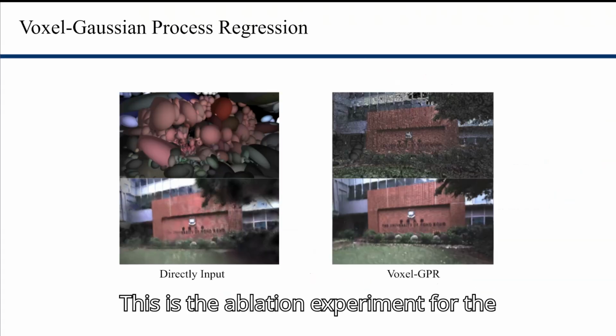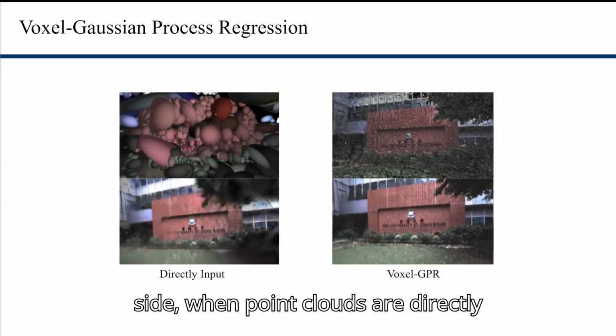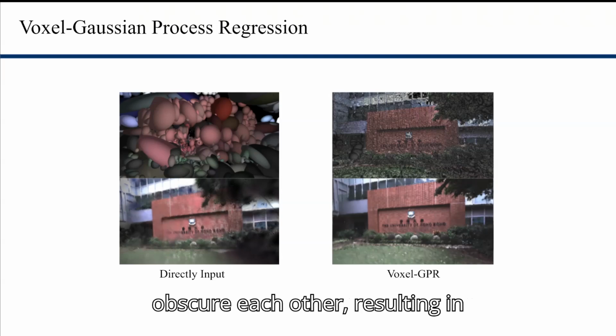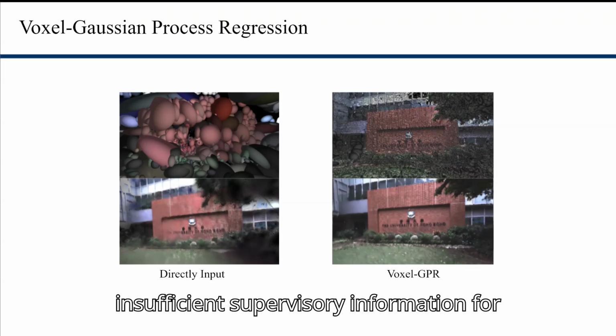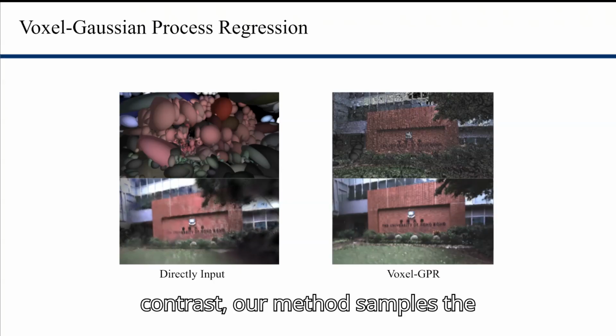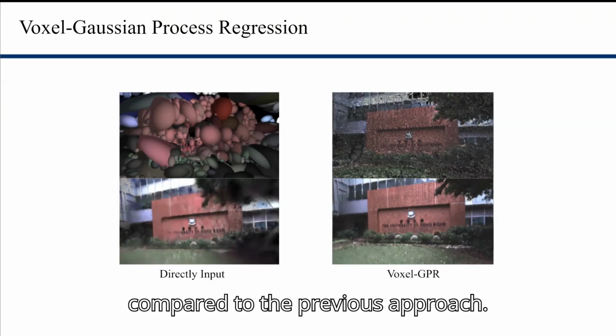This is the ablation experiment for the voxel GPR module. On the left-hand side, when point clouds are directly inputted, the 3D Gaussians tend to obscure each other, resulting in insufficient supervisory information for each individual 3D Gaussian. In contrast, our method samples the distribution, leading to improved quality compared to the previous approach.